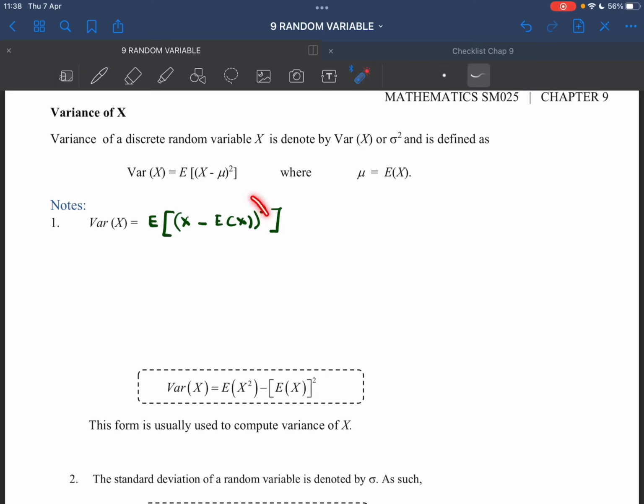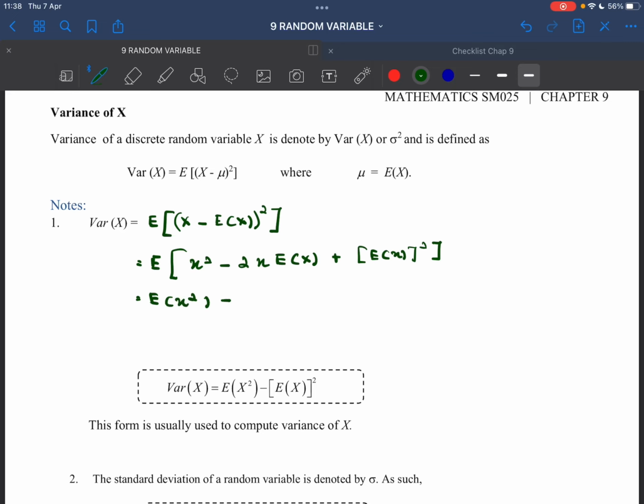First we are going to expand this part here. So it's going to be X squared minus 2X EX plus EX squared. And now by using the properties, we are going to take the expectation. As you can see here we have X, the first EX, so 2 EX, and another one EX is from here, EX. And then the last one here we have EX squared, so it's just going to be EX squared.